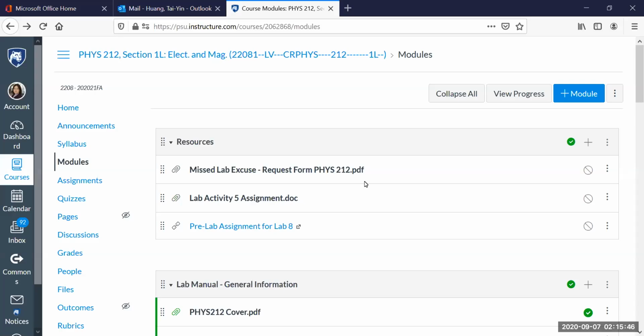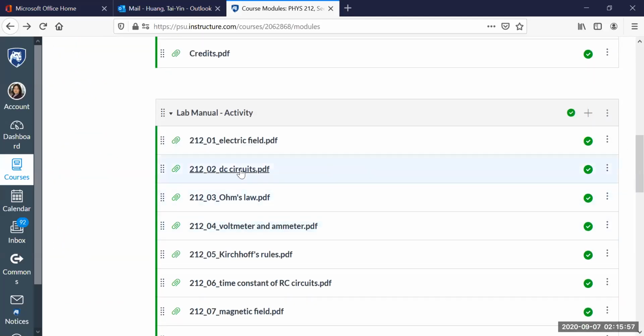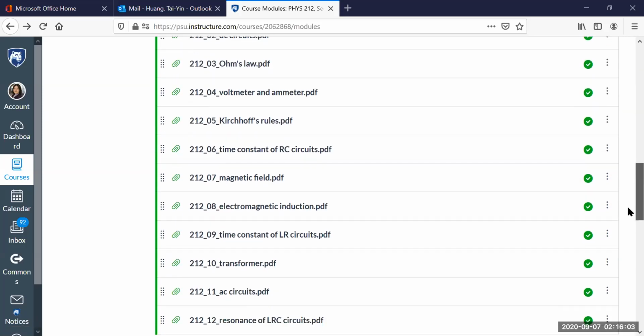Hi there everyone, this week we're going to learn DC circuit. So you should log on to Canvas, click on modules. Once you click on modules, you scroll down, you will click on the DC circuit PDF file.